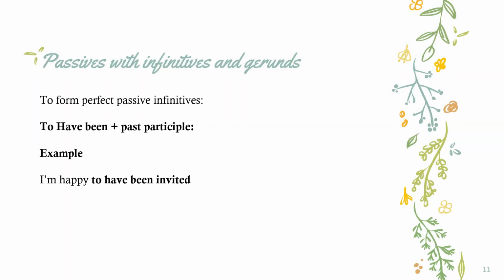To form perfect passive infinitives, we use to have been plus the past participle. An example, I am happy to have been invited. Here we use to followed by the perfect form have been plus the past participle invited to form the passive.